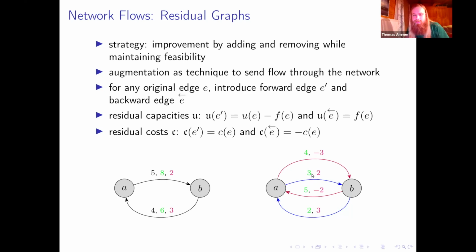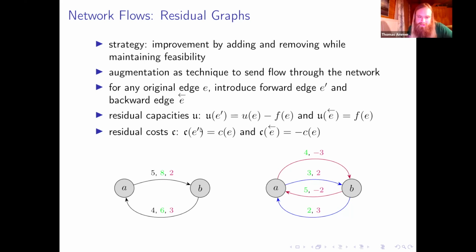Okay. And now, if we want to send flow from B to A, there are 2 possibilities. So what we could do, on the one hand, we could send flow from B to A along this edge. Or we could remove flow that was already sent from A to B. So we could reduce the flow along that edge. And because the flow along that edge is 5, the capacity of the backward edge will be 5 as well.